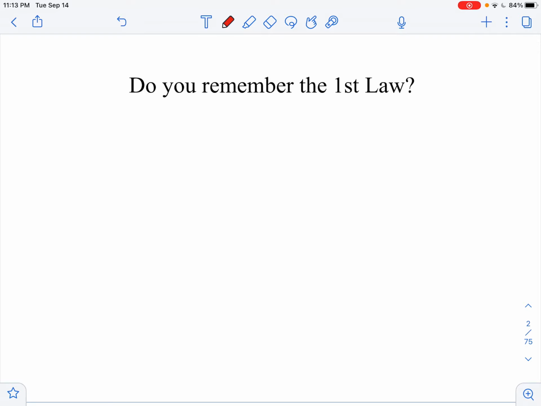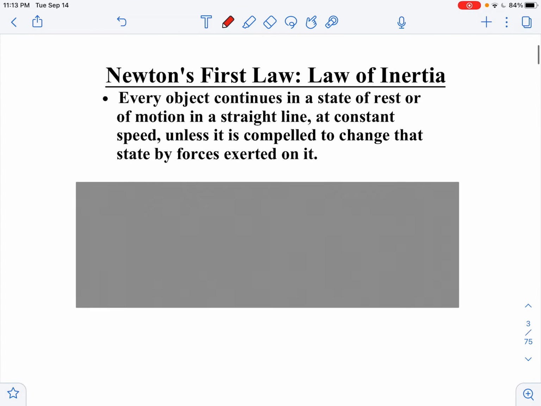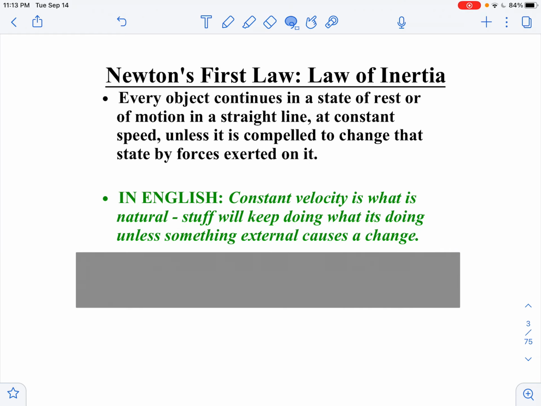All right, Newton's first law of motion. I'll bet you remember it. Exactly like this: every object continues in a state of rest or motion in a straight line at a constant speed unless it is compelled to change that state by forces exerted upon it. What does that mean? Well, it just means that constant velocity is the norm.